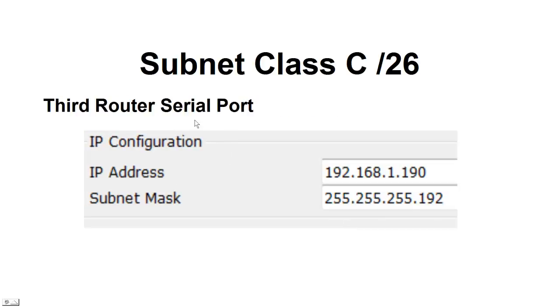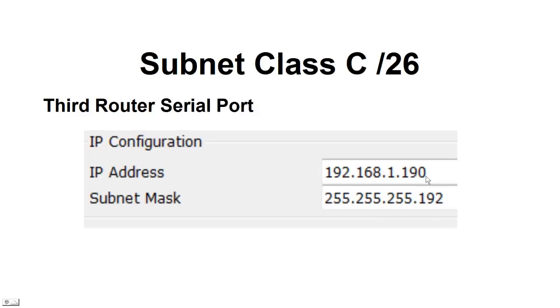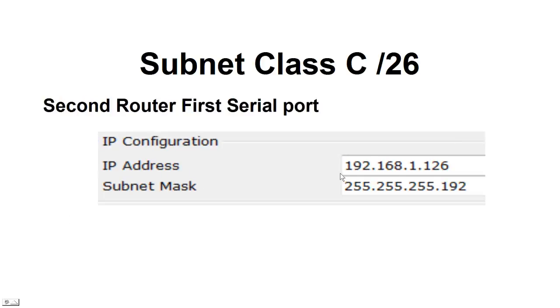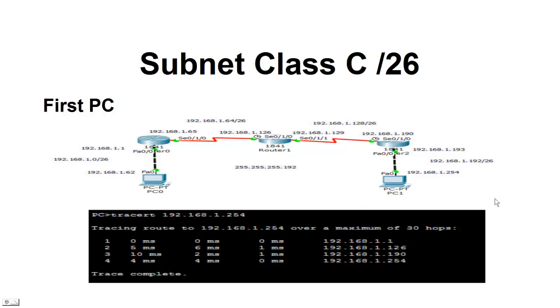Now, our third router and the serial port on it is going to be 190. And let's see, let me get back to the, let's here, 190, 193. Yeah, 190 is the last of the ones in that 128 range. And then our fourth network becomes the 192.126. Let's get back to see where we were here.